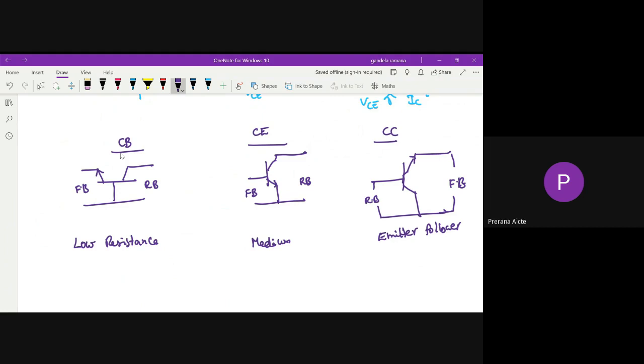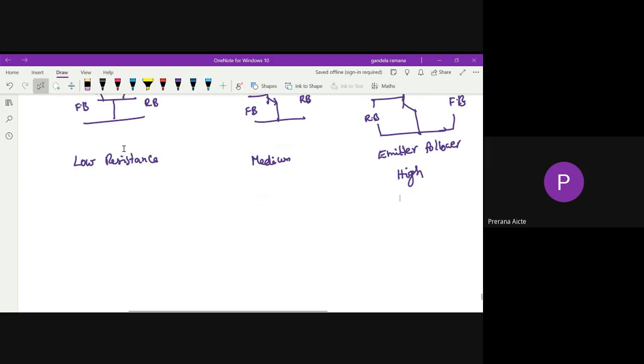This is opposite of common base. Here, because of reverse bias, the input resistance is high. So obviously, when input resistance is low, output resistance is high. So here also high, here low value because of forward bias.